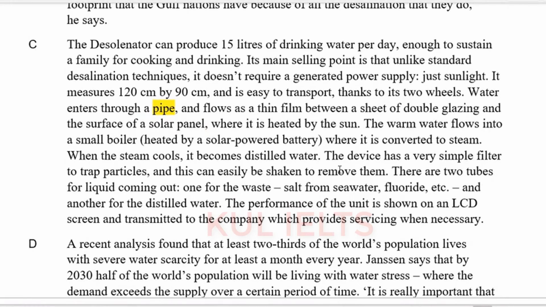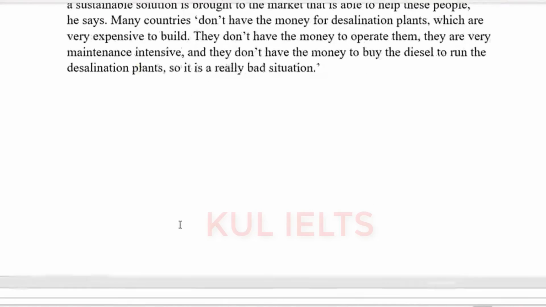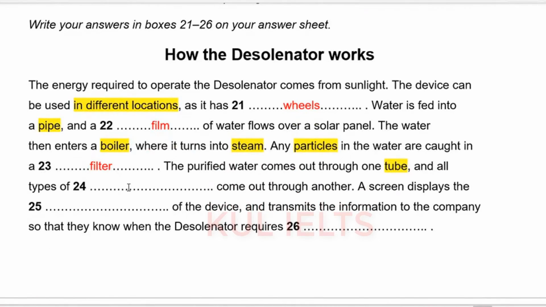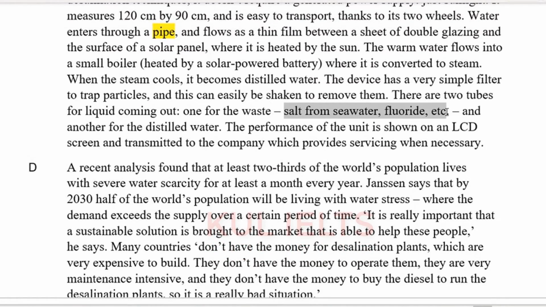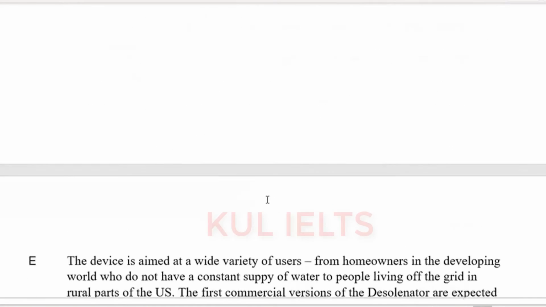Let's look for tube. There are two tubes, okay, simple enough, for liquid coming out. One for the waste and another for the distilled water. All right, simple enough. So out of one tube comes the purified water. Out of the other tube comes the waste. We were looking for an uncountable noun or a plural noun. Waste, uncountable noun. So there you go, must be waste. The waste. All types of waste. I guess the all types of was this. They give two types and then etc. So that's the all types of waste.